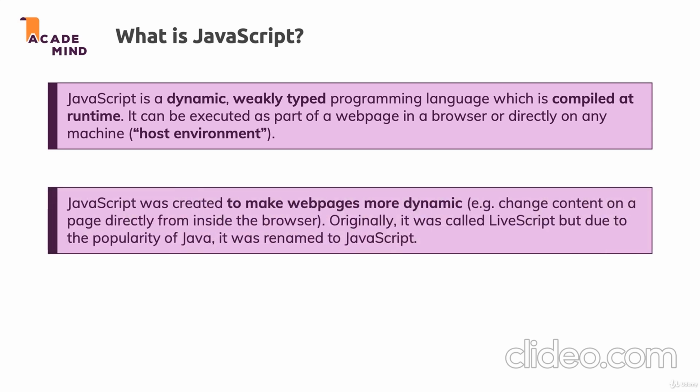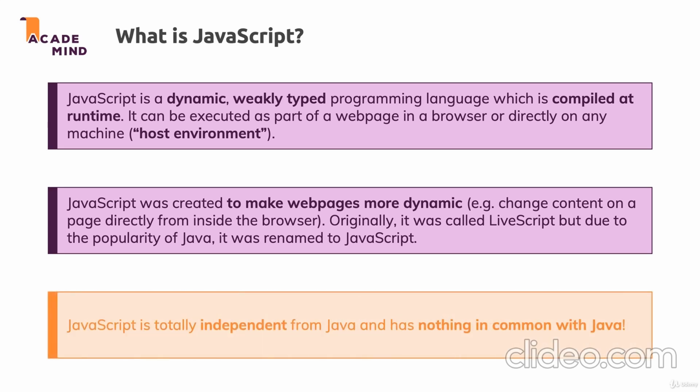JavaScript was created to make web pages more dynamic. That's kind of the idea why JavaScript was invented in the past, you could say. More about the history of JavaScript in a second, by the way. So it was invented to change the content on a page directly from inside the browser. And originally it was called LiveScript, but due to the popularity of Java back at the time, it was renamed to JavaScript to resemble Java by its name. JavaScript, however, is totally independent from Java. That's important to understand and has nothing in common.